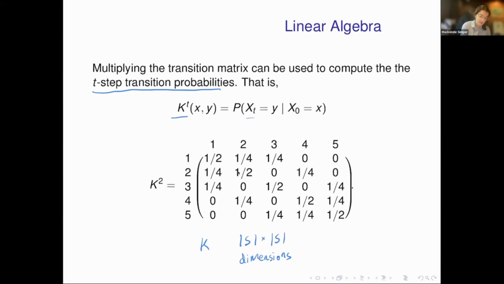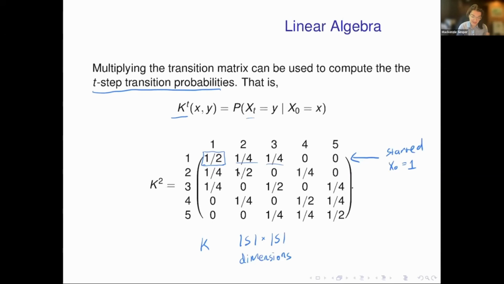So for example, here's K squared. Again, if we look at the first row, that tells me the distribution of the states after 2 steps if you started at X_0 equals 1. So if you start at 1, then after 2 steps, there's a 1/2 probability of being at 1, 1/4 probability of being at 2, 1/4 probability of being at 3, and so on.